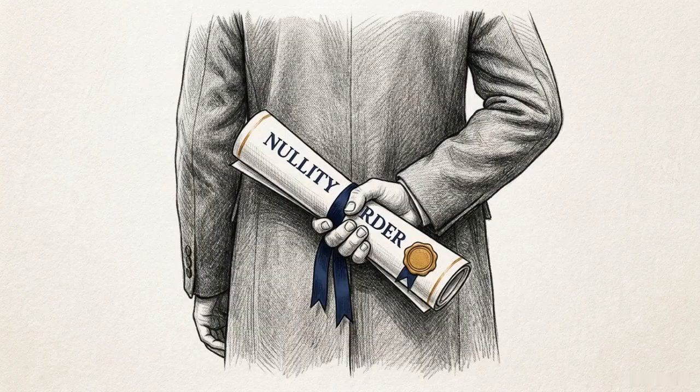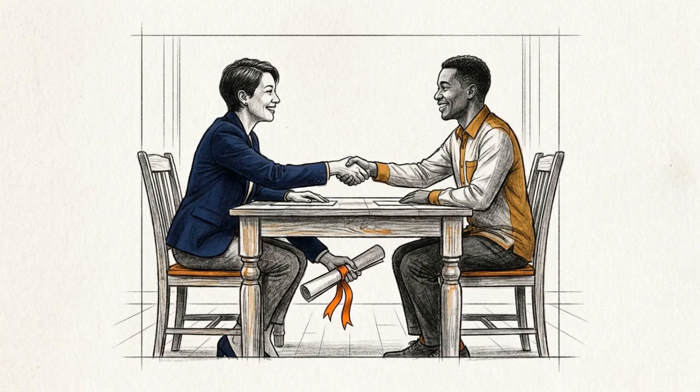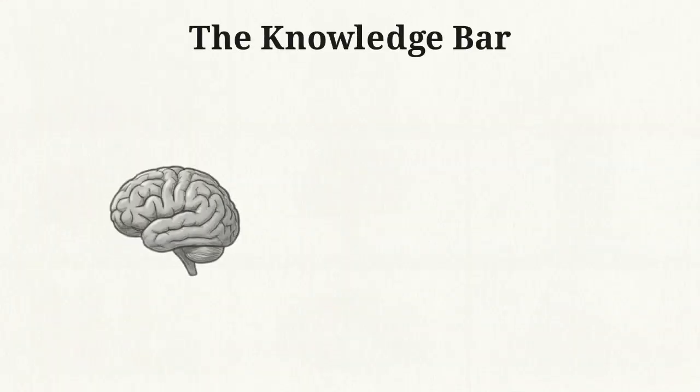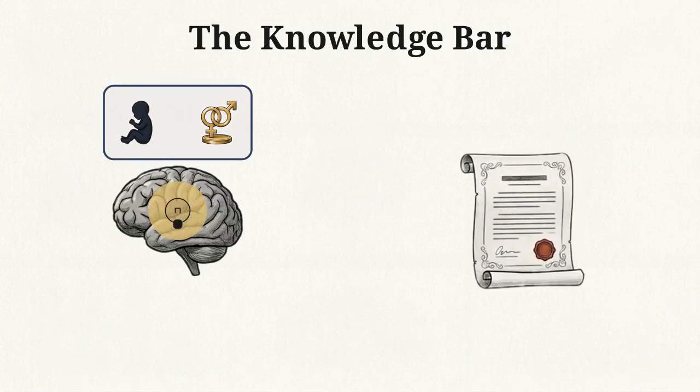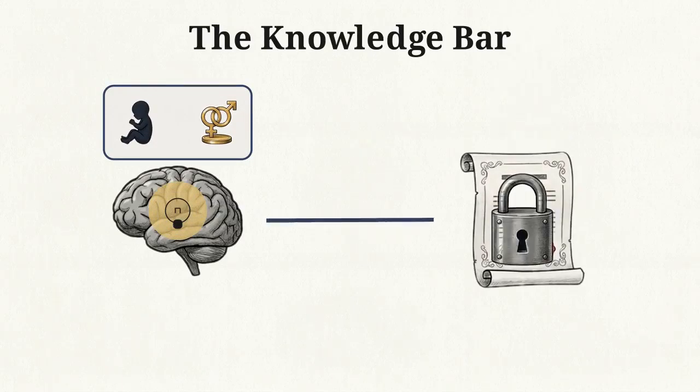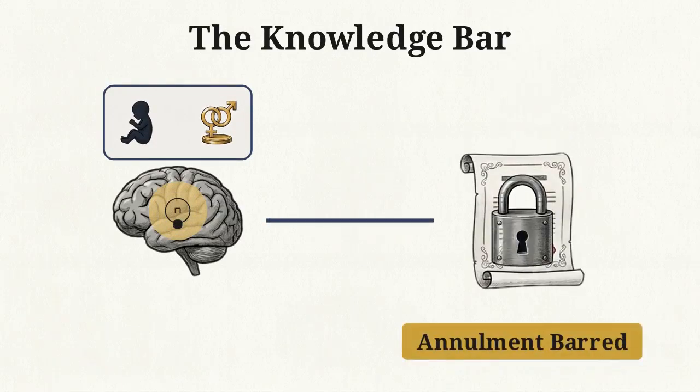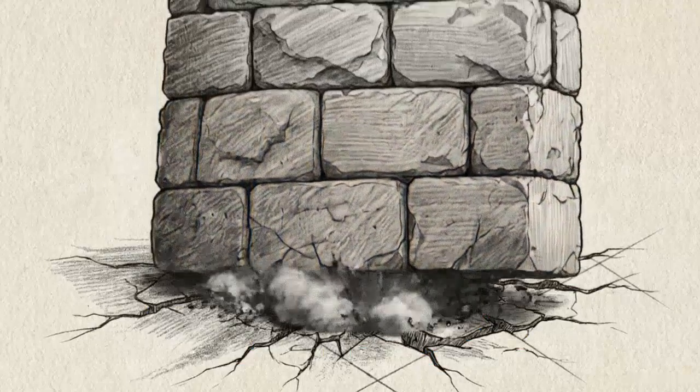Next is the bar of approbation. The court will deny an order if the applicant knew they could have the marriage annulled, yet behaved in a way that led the respondent to reasonably believe they accepted the marriage despite the defect. Additionally, the knowledge bar applies directly to the concealed attributes we just covered. If you knew about the pregnancy by another or the undisclosed gender history at the altar, the statute bars you from seeking annulment later.